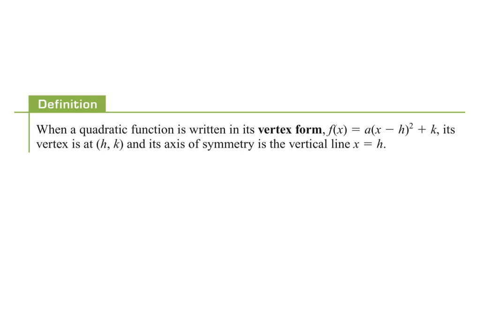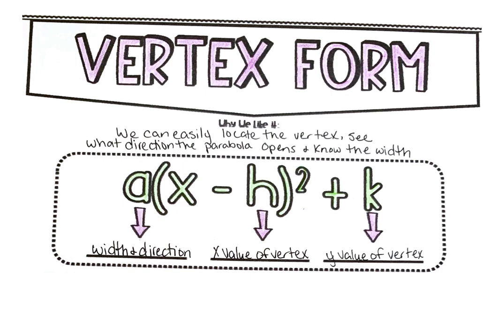The standard form of vertex form is a times the quantity x minus h squared plus k. All right? So let's look at what all of these stand for. Why do we like it? You can very easily find your axis and your vertex when it is in vertex form.